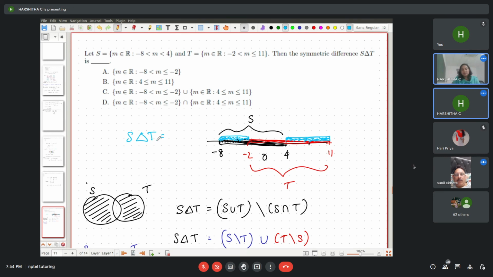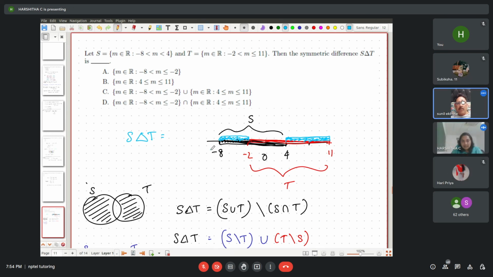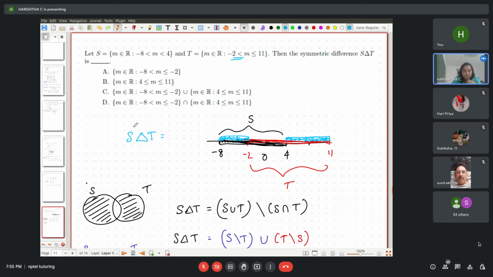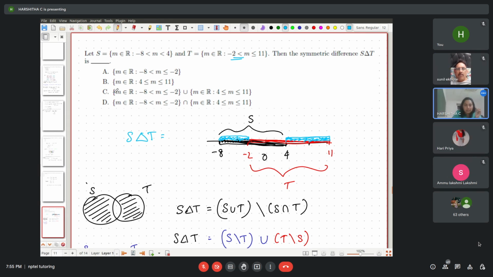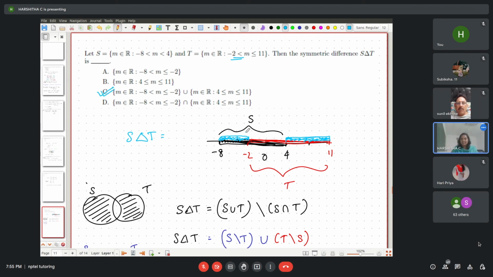Okay. So what is this interval? This would be all those elements which are between -8 and -2. But here -2 is included because in the red portion we didn't have -2. So this has strictly greater than -2. So this would be here. This is the blue portion. Are there any questions? Was it okay?